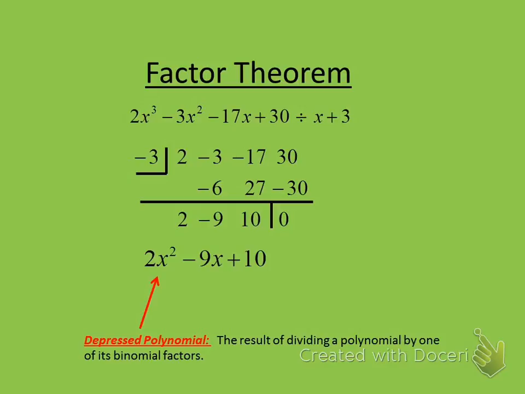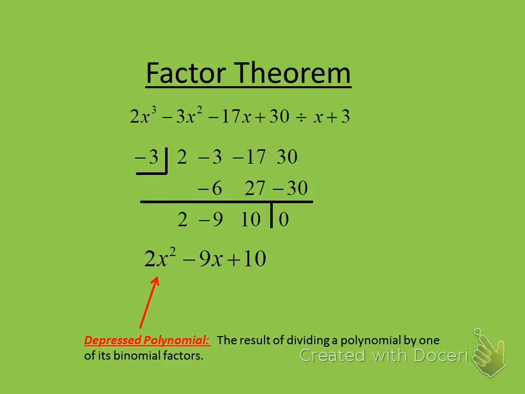Okay. What you're doing is dividing by it. You are getting a remainder of 0. And it's giving you a polynomial in the end. Okay? Depressed polynomial, I'm pretty sure, is one of your vocab words. Alright, if it's not, it should be. Alright, depressed polynomial is the result of dividing a polynomial by one of its binomial factors.